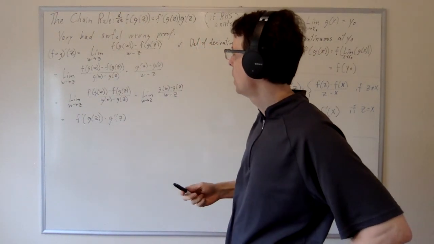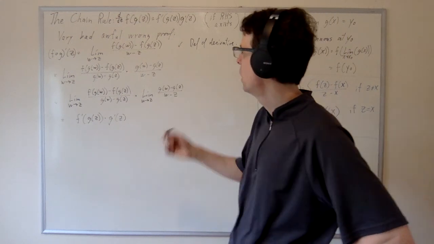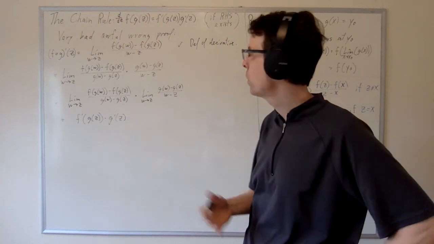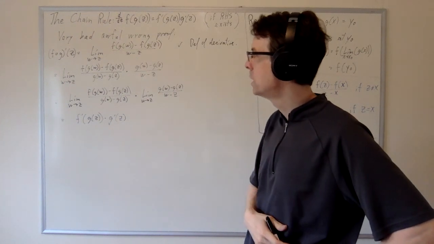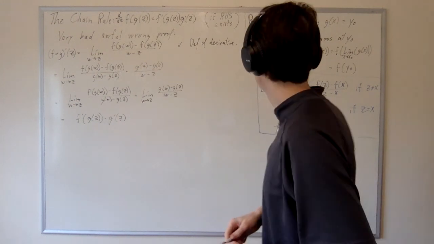And so if we have some sort of guarantee that g of w is not g of z, then we can follow this proof, and this proof essentially works. But without such a guarantee, this proof really doesn't hold. And so we need to make some modifications to this proof.